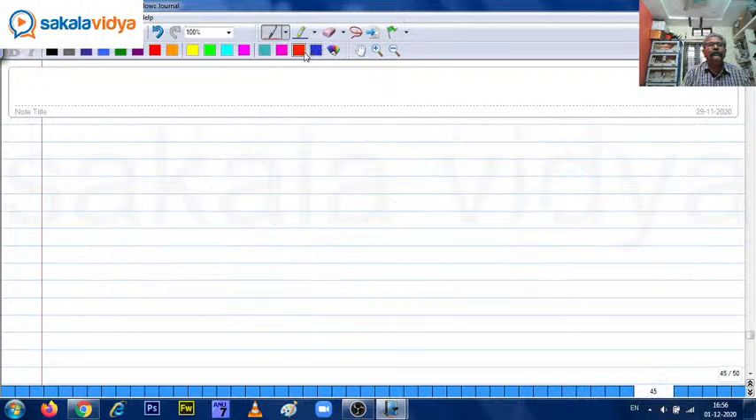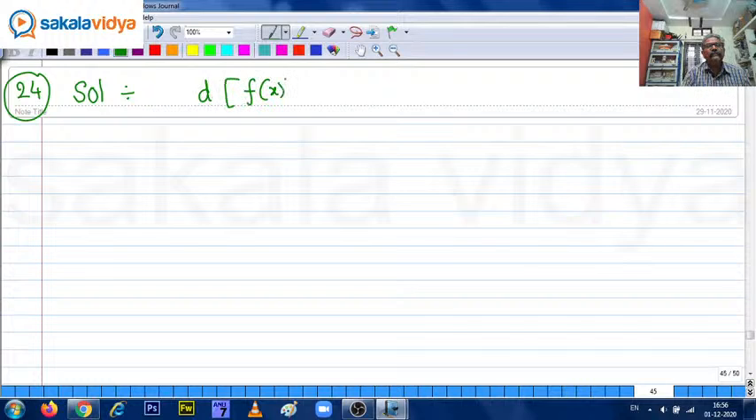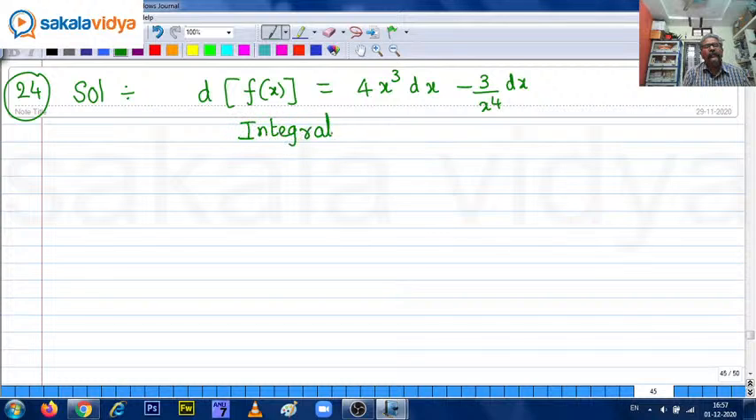See now, the 24th solution. You can write like this: d of f of x equals 4x cube dx minus 3 upon x to the power of 4 dx. Integrating on both sides. Apply integration on both sides.